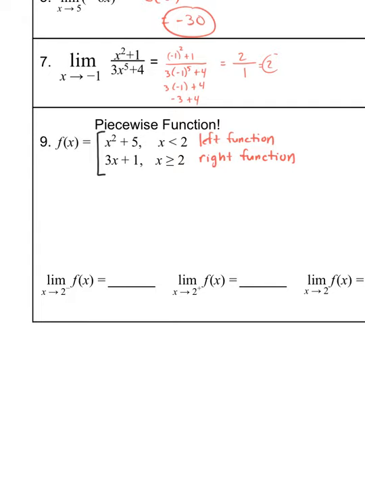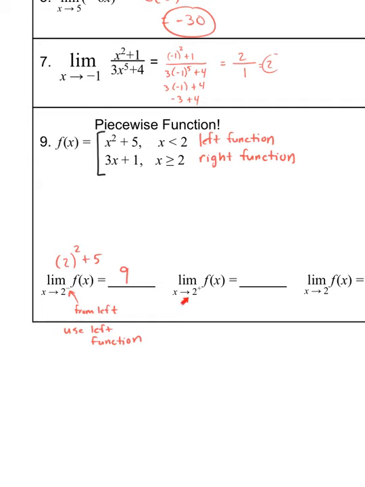Down here, the limit as x approaches 2 from the left. Remember, that little minus sign means from the left. So I'm going to use my left function. My left function is x squared plus 5. So I'm going to plug in 2 for x. So 2 squared plus 5. All right, that's giving me a 9. So my left limit using my left function is 9.